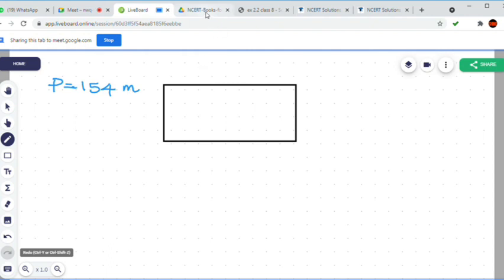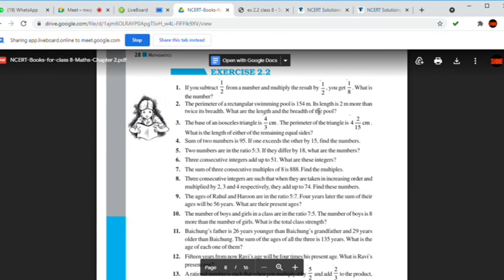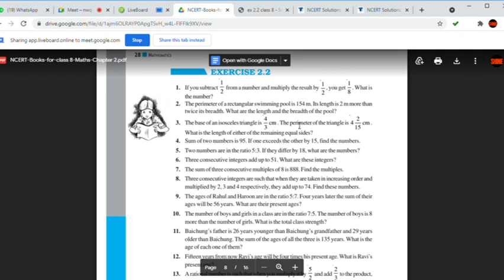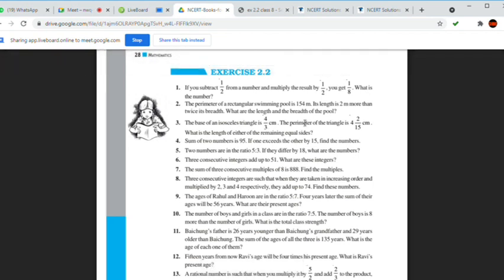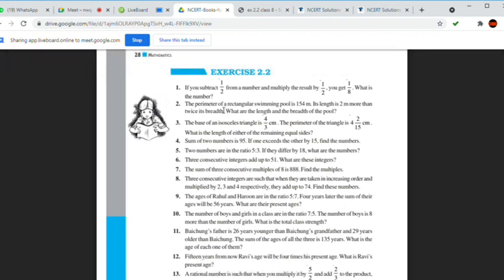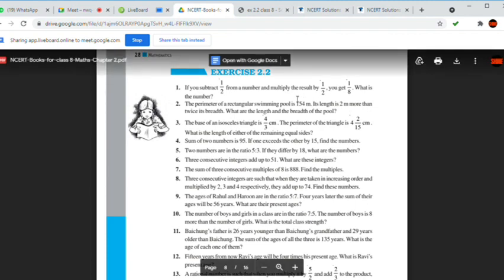So now the next sentence you listen. Its length is 2 meter more than twice its breadth. So what do you think, length or breadth, which is more here? Length will be more. How is the length described? 2 meter more than twice its breadth. What did you understand? Double the breadth and add 2 to it, and that is the length. Okay, whatever you get by doubling the breadth and adding 2 to it, that will be the length.